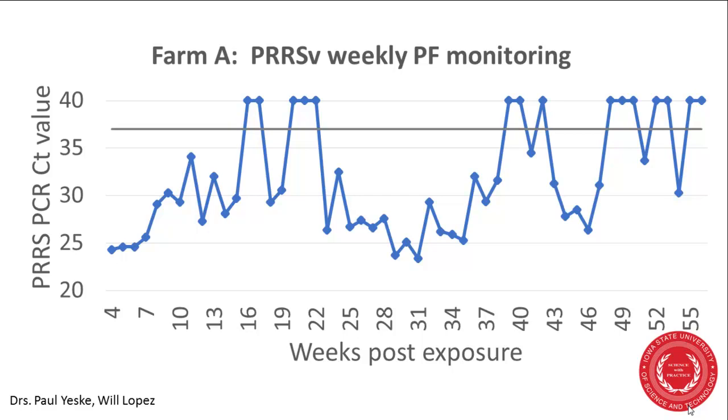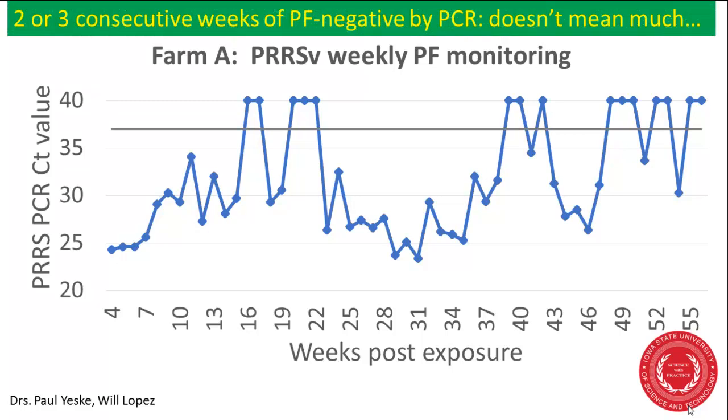The take home from this slide is that 2 or 3 consecutive weeks of processing fluid negative by PCR doesn't mean much. You can't really conclude that the farm is not circulating virus when you have 2 or 3 consecutive tests, right? All right, how about more, 4, 5, 6?